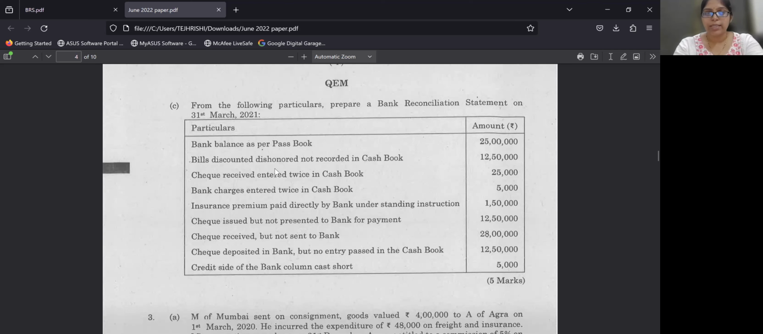Okay, so bills discounted, dishonored, not recorded in cash book. This was not recorded in the cash book, so it was reduced. So we are going to add that at 12 lakh 50,000. First we will add the items. Added items: this dishonored bill, not recorded in cash book, 12 lakh 50,000.